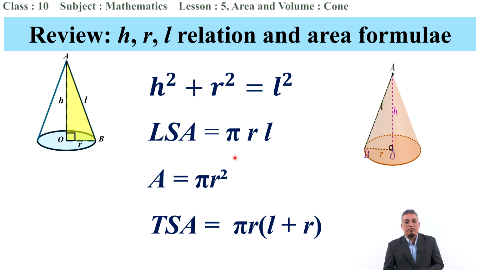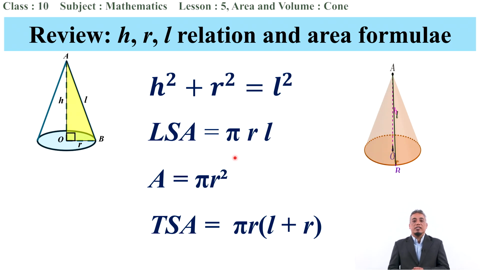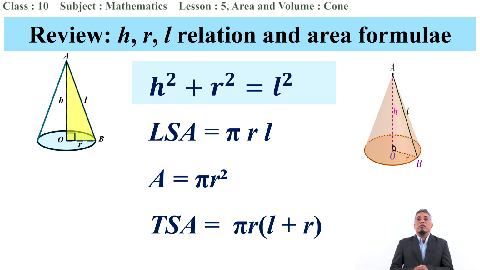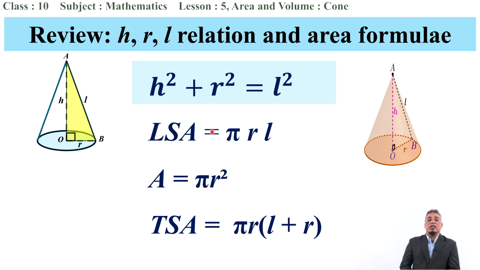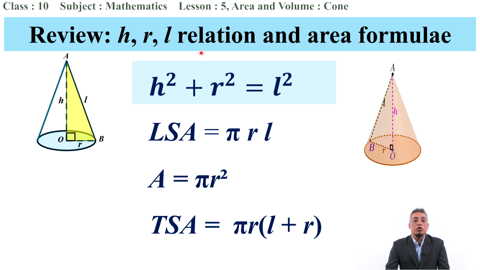cone. So here we have the relation between H, R and L, and then lateral surface area, or you can say it curved surface area also, and base area. Okay, first of all, this is the relation between H, R and L. H is main height, R is base radius, and L is slant height. So this relation relates H, R and L such that if you know two of them, you can find the third one easily. If you know R and L, you can find H. If you know H and R, you can find L. If you know H and L, you can find R.